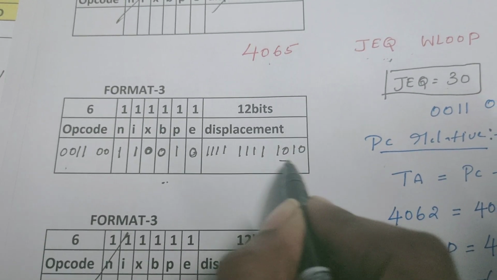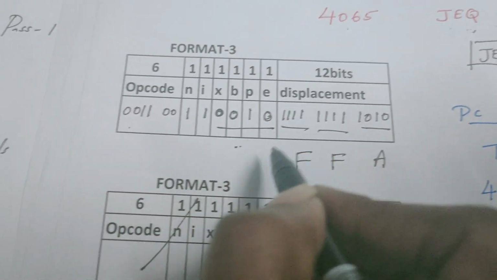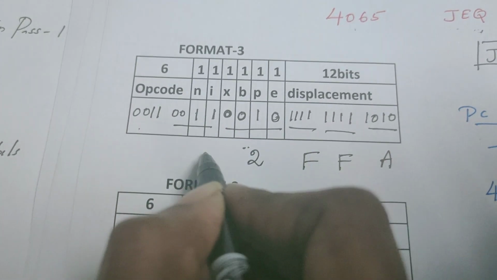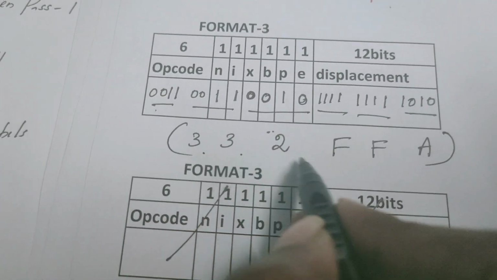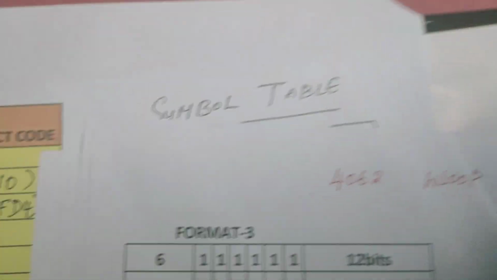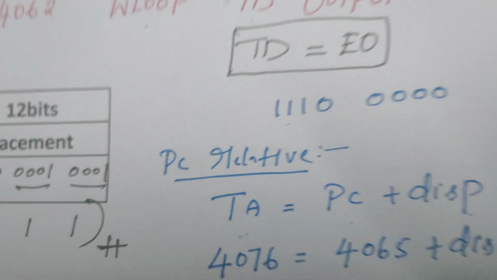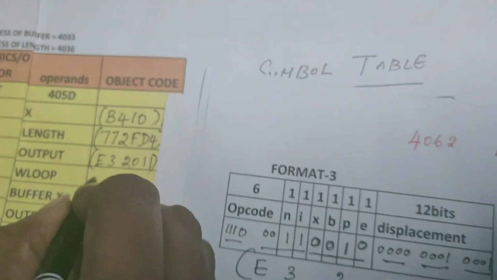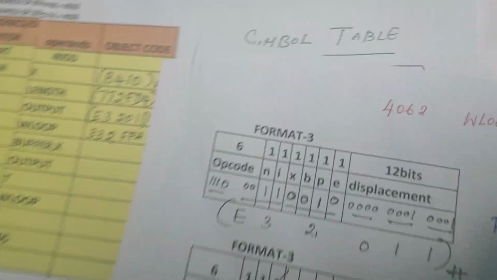So let us convert this into object code. This 1010 is A, this is F, this is F, then combine these 4 bits. 0010 is 2, 0011 is 3, again 0011 is 3. So the object code is 332FFA. So let me write it here, both the object codes. For the previous instruction, the object code is E32011. For this instruction, the object code is 332FFA. Right.